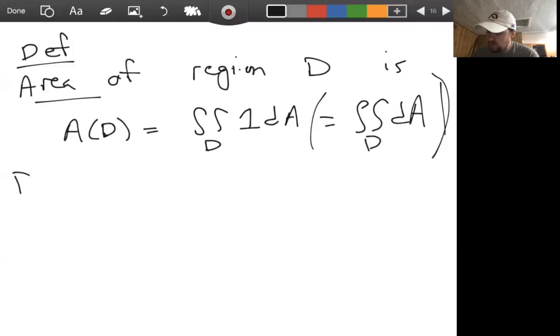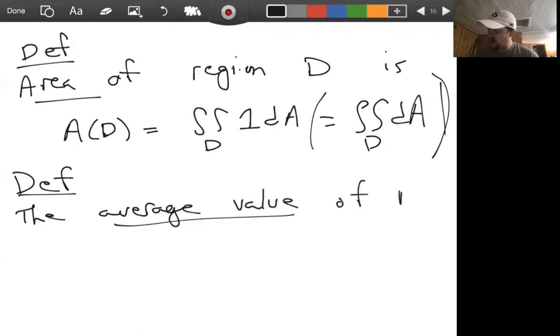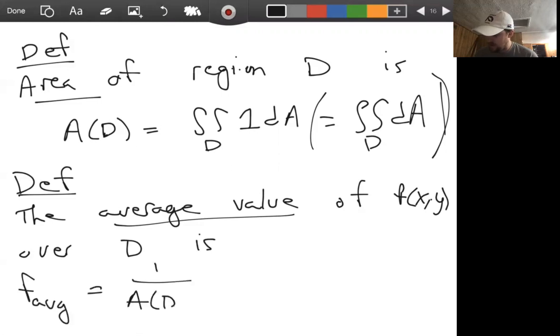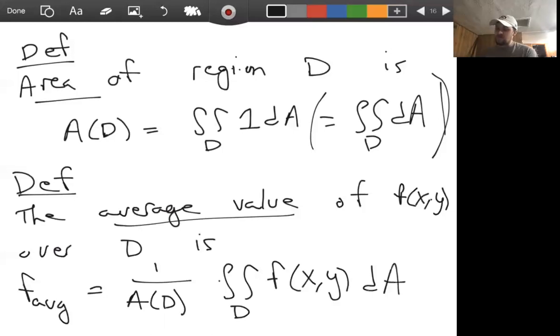And then we can use this area of a region to calculate the average value of f of x, y over D. We write f average, and it's 1 over the area times the double integral over the region D of your function. So this gives us a way of calculating the area of a given region and calculating an average value of a function over a given region.